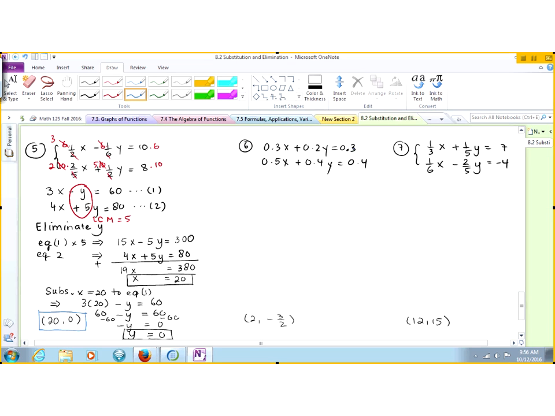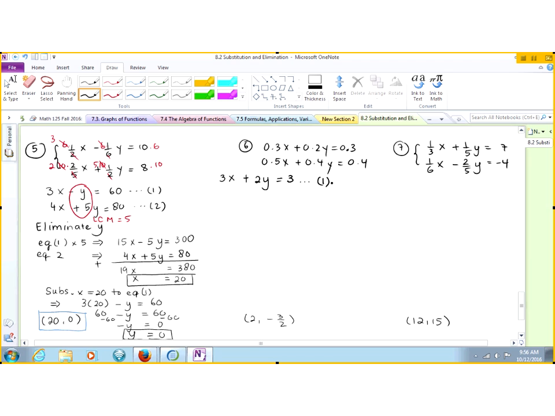Now, what about number 6? What do you do here? I need to clear these decimals. How? Multiply by 10, multiply by 10, multiply by 10. When I multiply by 10, what do I have? You just move one decimal because I multiply by 10. So 3x plus 2y is equal to 3. So this is equation 1.